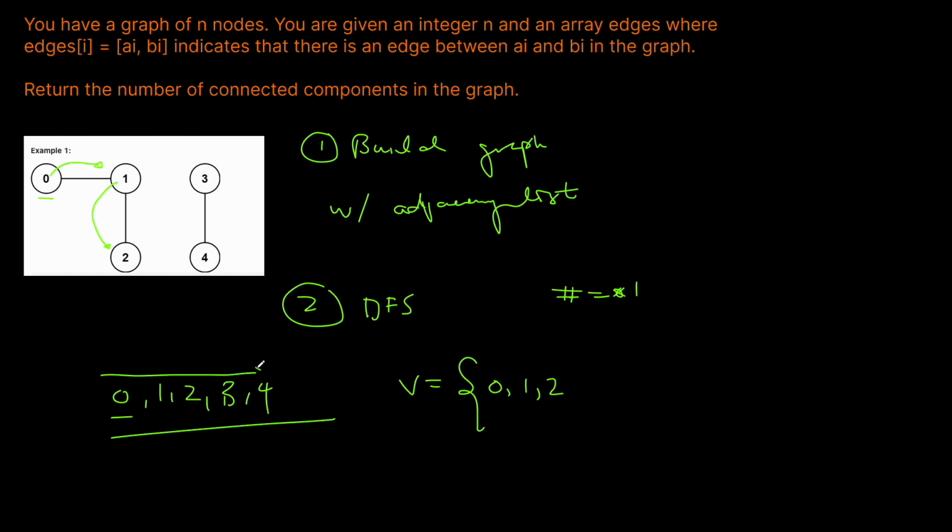Then we're going to continue through our list of nodes in the graph, and we get to 1. But obviously 1 has already been visited, so we just skip over it. Then we go to the 2, but 2 has already been visited, so we skip over it because again, we can't count 2 as its own component because it's already been visited as part of the component that we started at 0. So we then go to 3, which is not in the visited set.